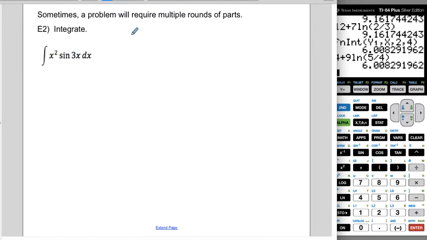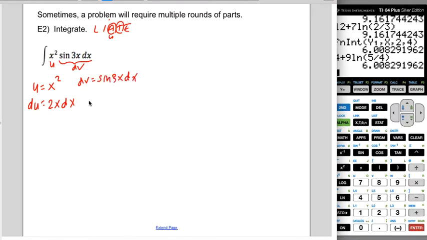Sometimes a problem is going to require multiple rounds of parts. So let's walk through this, and we're going to learn a shortcut for this in a minute, but we don't know it yet, so we're going to walk through it the long way. I'm going to use LIATE to pick my u. I notice that I have an algebraic function and a trig function, so my u has to be the algebraic function. So this is my u, and all of this is my dv. So u is x squared, which means my du is 2x dx. My dv is sine of 3x dx.